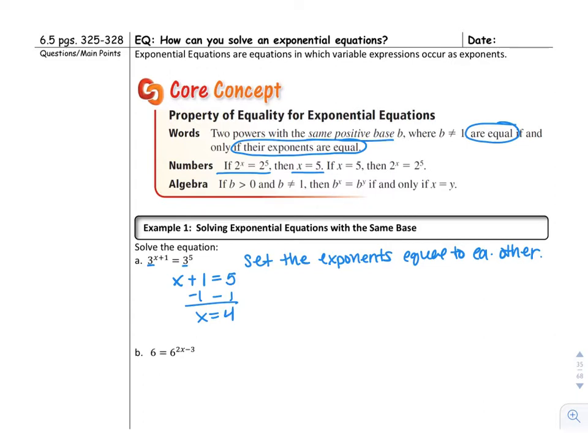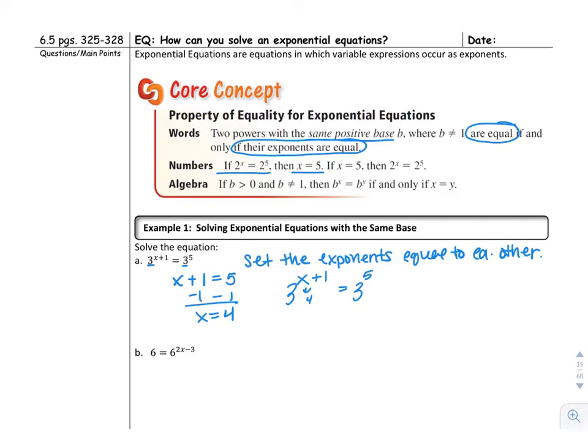For this first example, you technically don't even need to write an equation because I think it's easy to understand and see that if you have 3 to the x plus 1 and you know that the other side is 5, this number can only be a 4. But as the problems get harder, it won't be so obvious. So let's look at the next example.